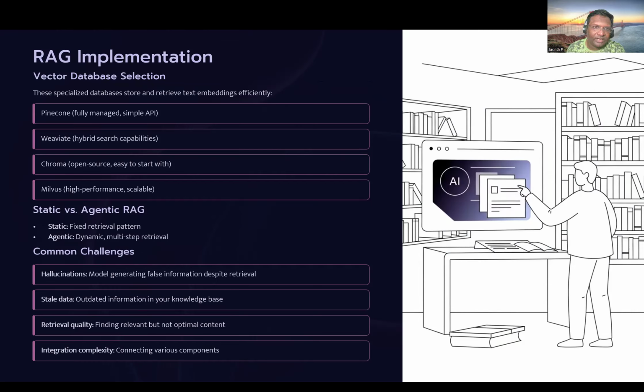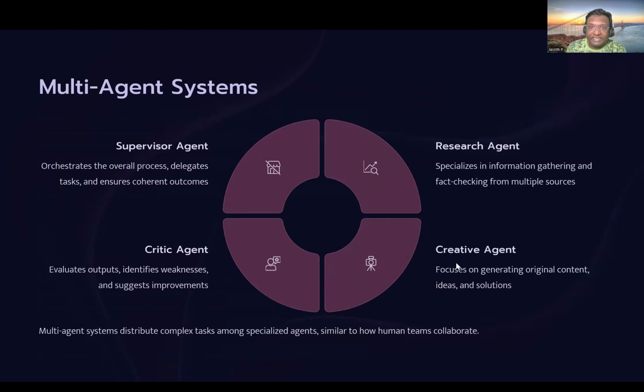Let's look at what these multi-agent systems are. Complex tasks are best handled by teams, and AI agents are no different. Multi-agent systems divide work among specialized agents, like a supervisor agent who orchestrates the overall process, a research agent who gathers and verifies information, a creative agent who generates original content or ideas, and a critic agent who reviews outputs, identifies weaknesses, and suggests fixes. Think of a multi-agent system as a digital project team.